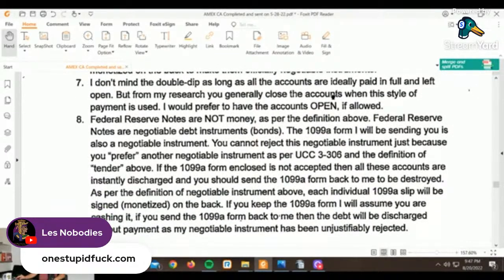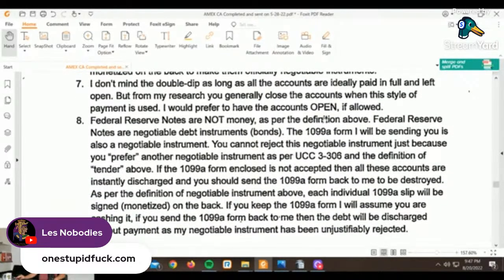Number 7, I don't mind the double dip as long as the accounts are ideally paid in full and left open. But from my research, you generally close the accounts when this style of payment is used. I would prefer to have the accounts open if allowed.